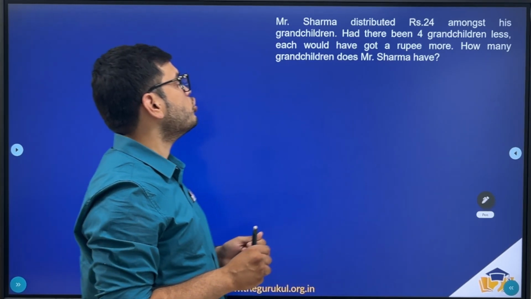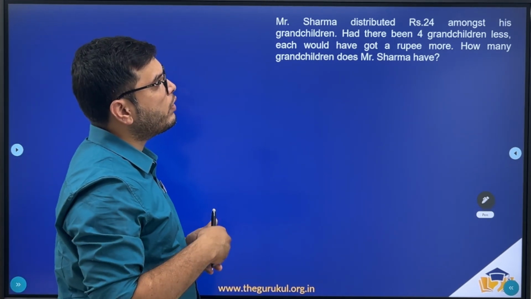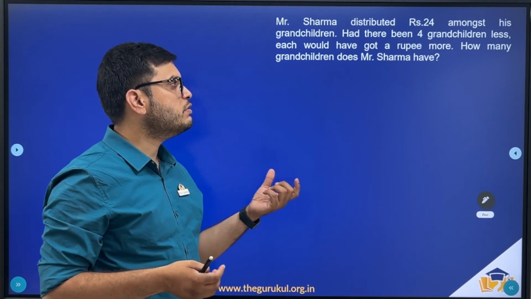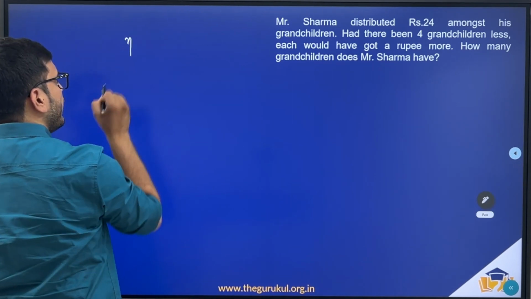Now coming to the fourth question. Mr. Sharma distributed rupees 24 among his grandchildren. Had there been 4 grandchildren less, each would have got a rupee more. How many grandchildren does Mr. Sharma have? Right. Let me consider the total number of grandchildren to be n.